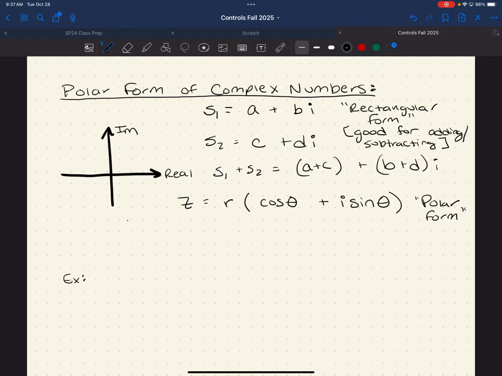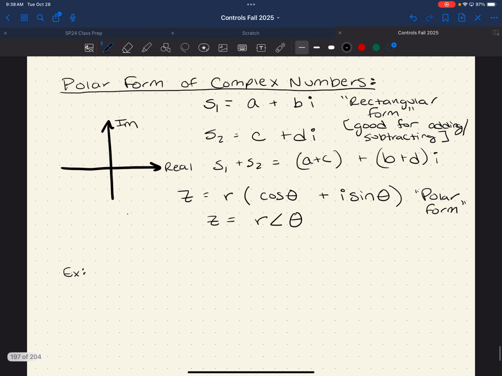And in fact, we reduce this down to r angle theta. This is the polar form of our complex number, okay? We haven't changed the complex number at all. It's just a different way of representing the complex number. And in polar form, it's very easy to do things like multiply and divide.